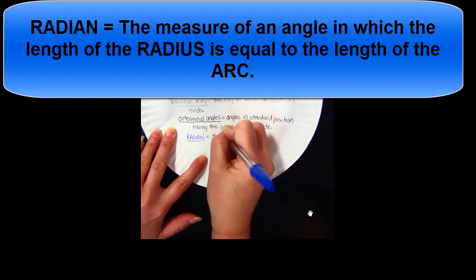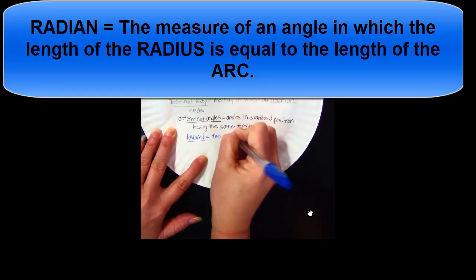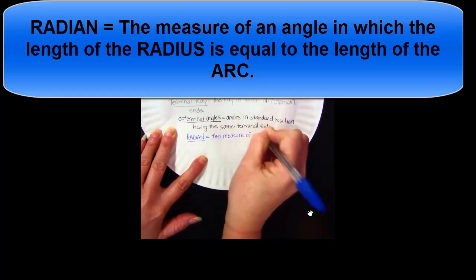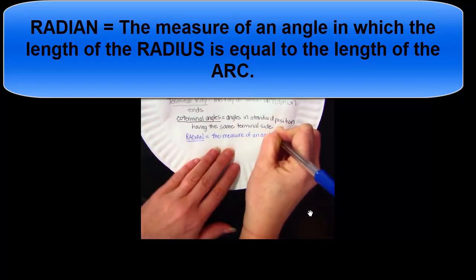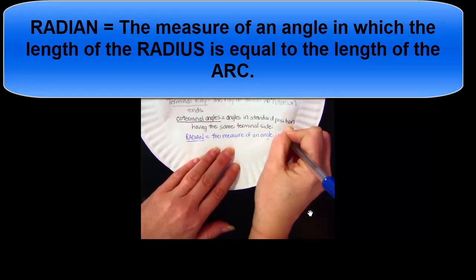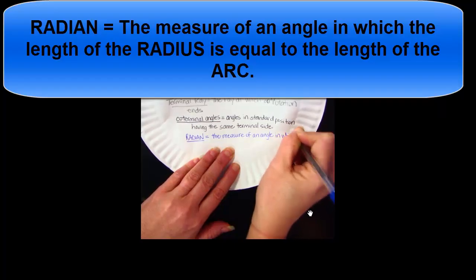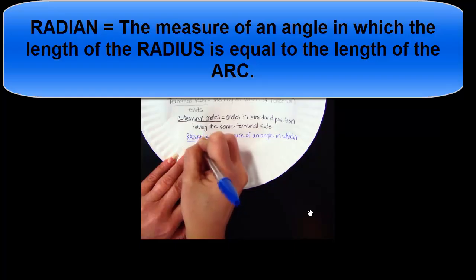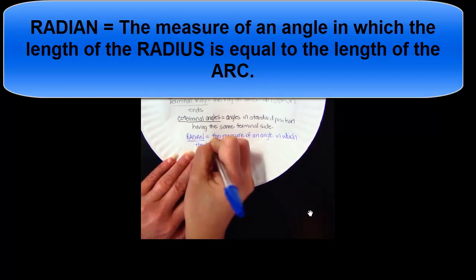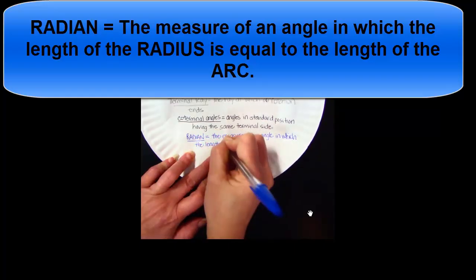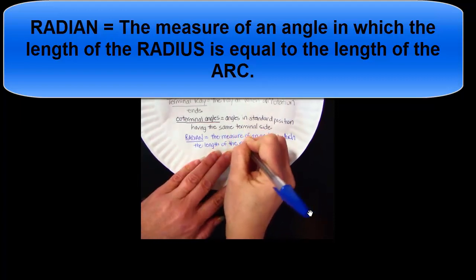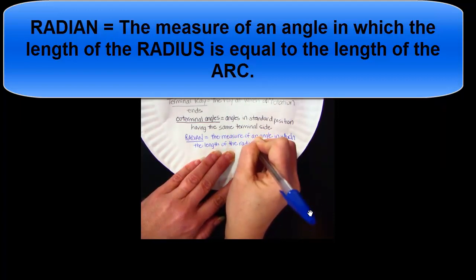Think about how we've always measured angles, and that's been in degrees. This is just another unit of measure, kind of like transferring from inches to centimeters. Measuring the same thing, we're still measuring angles. Now we just have a different way to name them. So get your definition down. Again, a radian is the measure of an angle in which the length of the radius is equal to the length of the arc. We're writing our definitions on the back of our plate. And then flip your plate over and see what happens next.